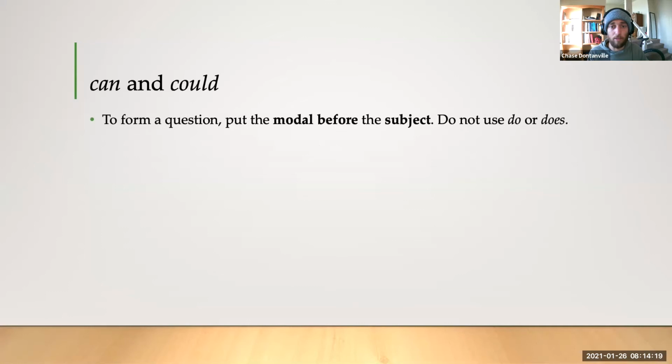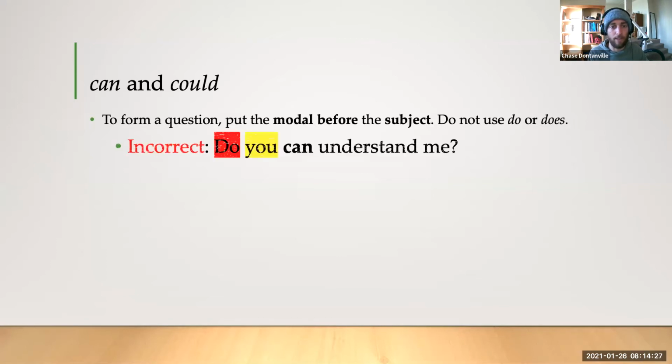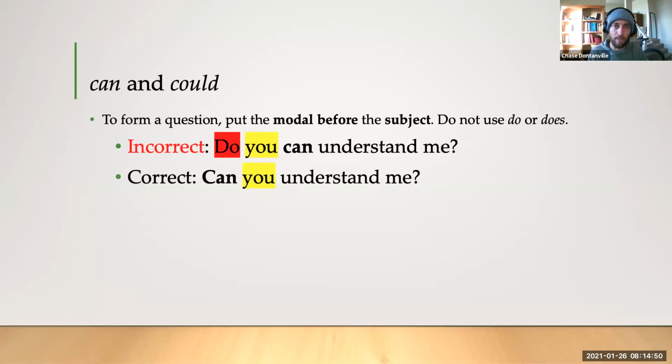To make a question, you put the modal before the subject, and we do not use do or does. And again, for example, do you can understand me? So this is incorrect. As you can see, the yellow is the subject, and it's before the verb. Okay, but we need the opposite. We need the modal in front of the subject. And we do not use do. So the correct way is, can you understand me? So we have the subject and the modal comes before the subject to make a question.